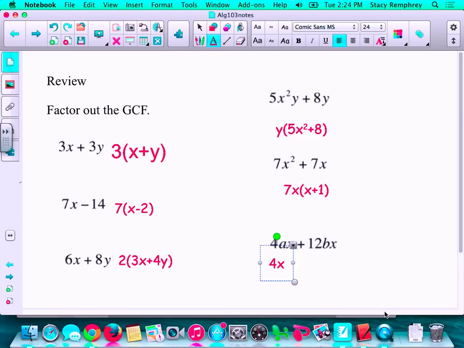Okay, over here, I have a 4 as a GCF of the numbers, but also an x. So that gives me a plus 3b here. And again, checking, multiply that through. Sorry, this should be an a, not an x. 4x times a gives me 4ax. 4x times 3b gives me the 12bx.